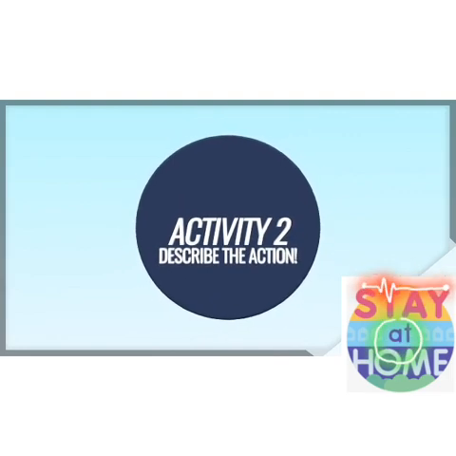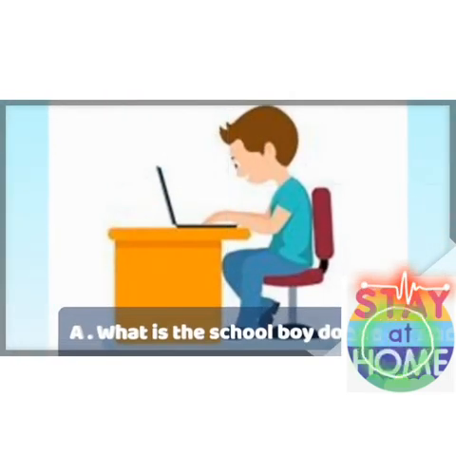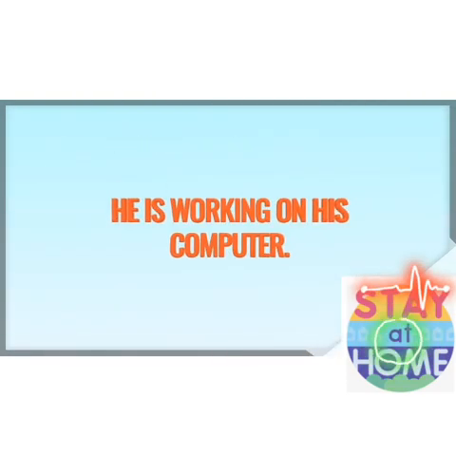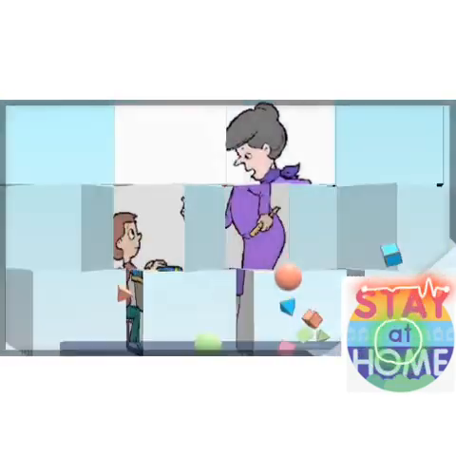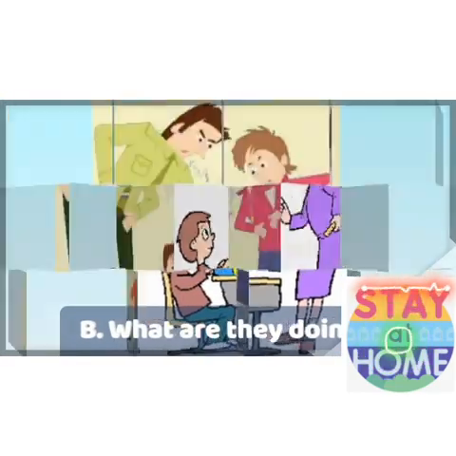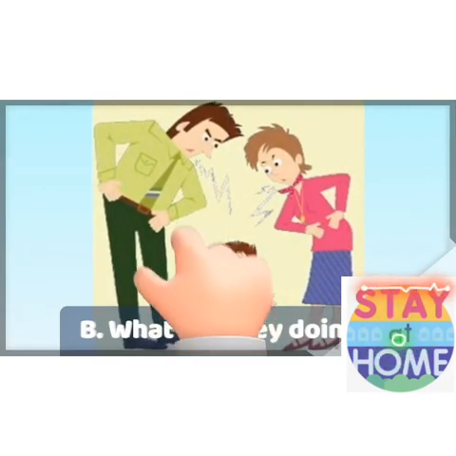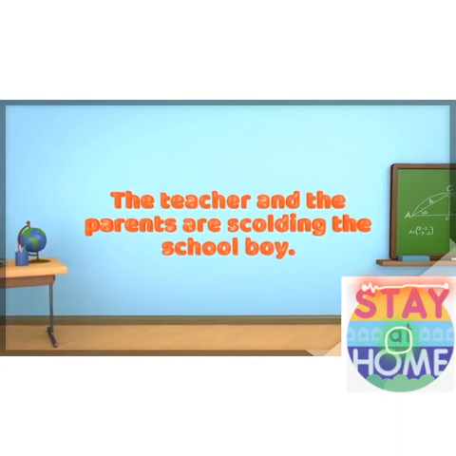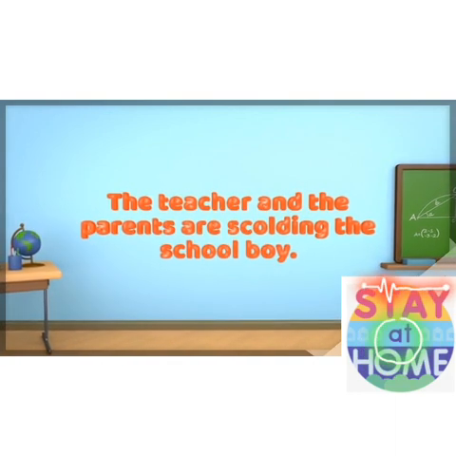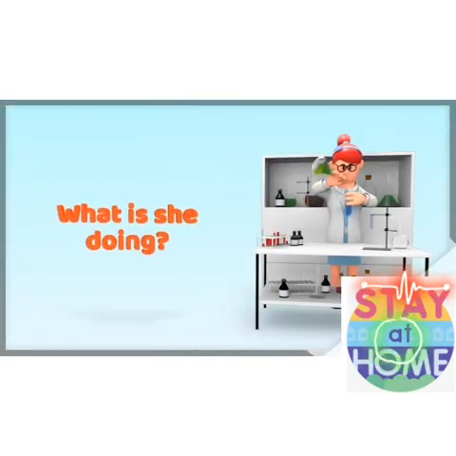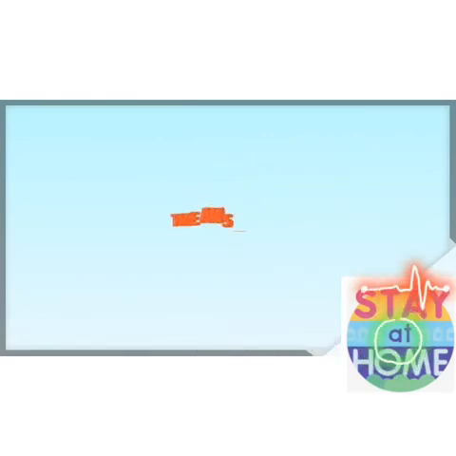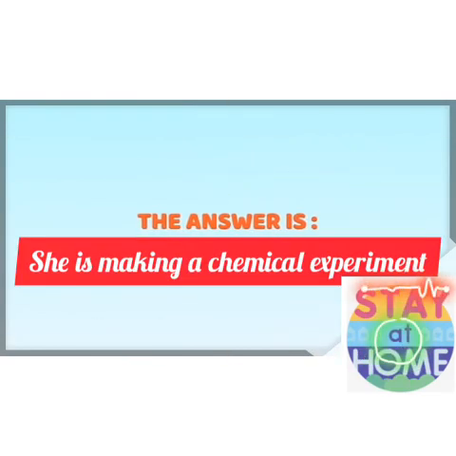Activity number 2. Describe the actions. A. What is the schoolboy doing? He is working on his computer. What are they doing? The teacher and the parents are scolding the schoolboy. What is she doing? The answer is she is making a chemical experiment.